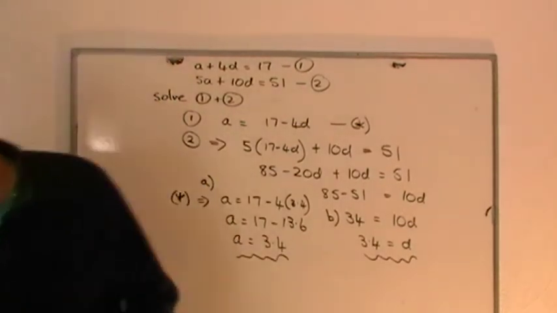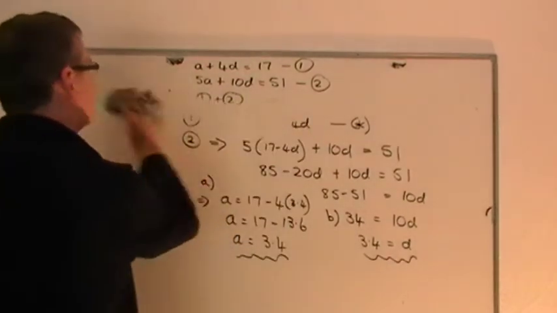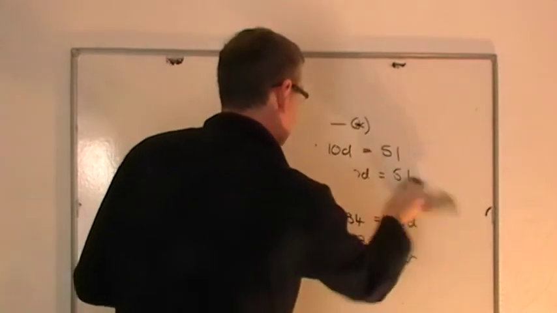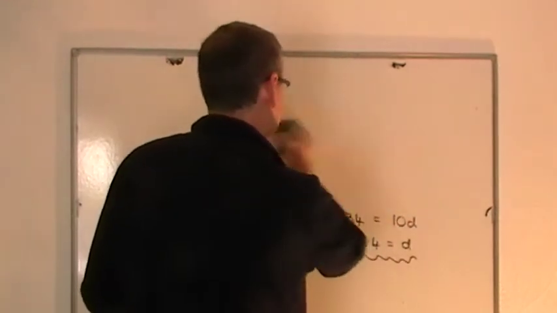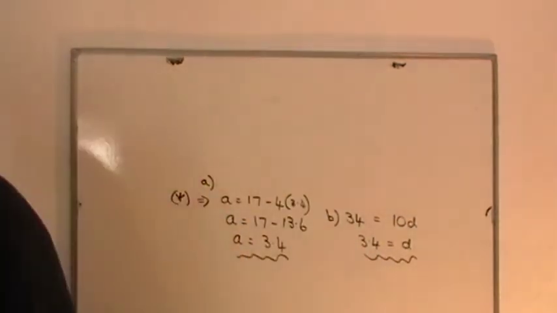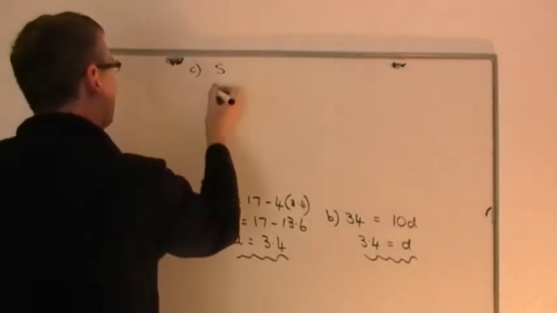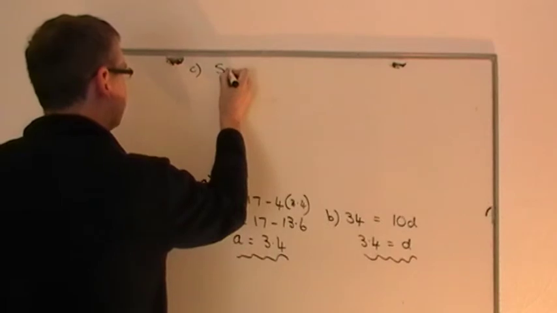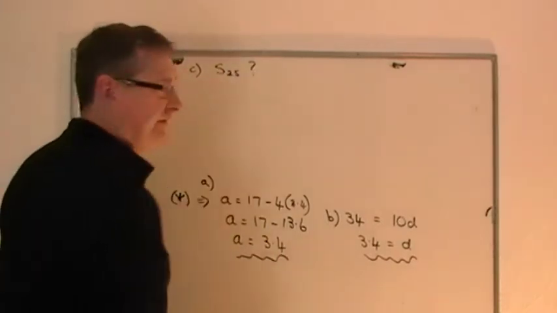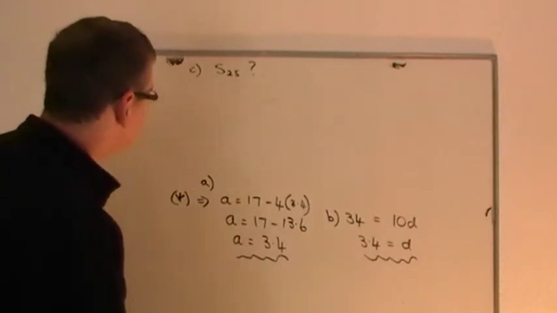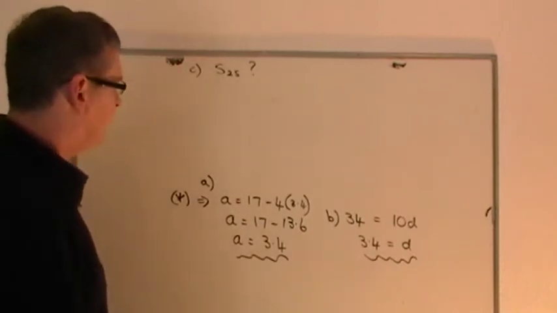So for part C, it would have helped if I'd made a note about what part C was before I rubbed it off, but never mind. Okay, part C, the sum of, I don't know what it was, 25 terms. It might have been 50 terms or something, it doesn't matter. Well, I'll do sum of 25 terms. So the sum of the first 25 terms.